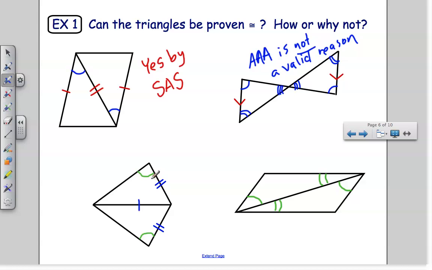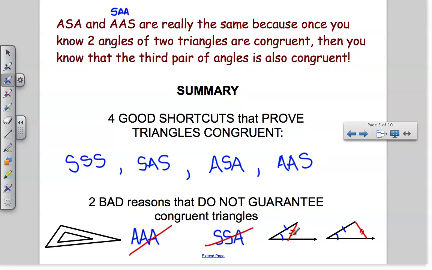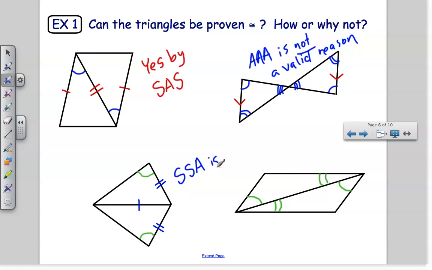The angle is not between the sides because if it was, it would be here. So it's side, side, and then an angle. Angle's not between the sides. Does that one work? Oh wait, side, side, angle was our other bad shortcut. It was the naughty word backwards. It is not a valid shortcut.